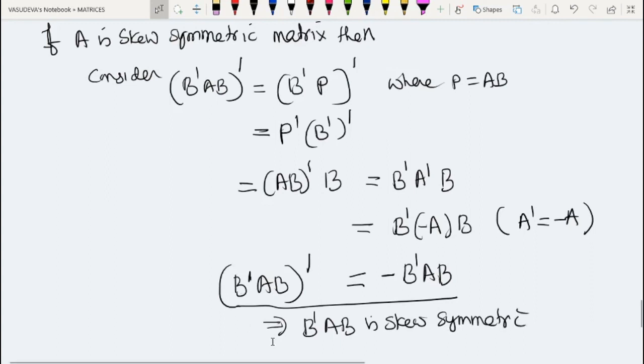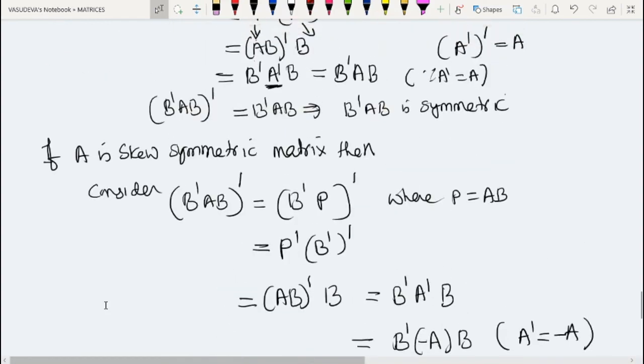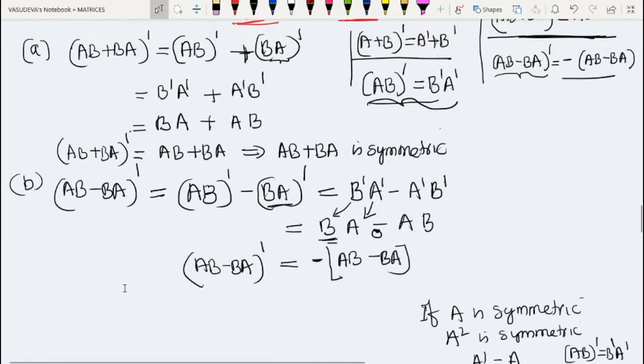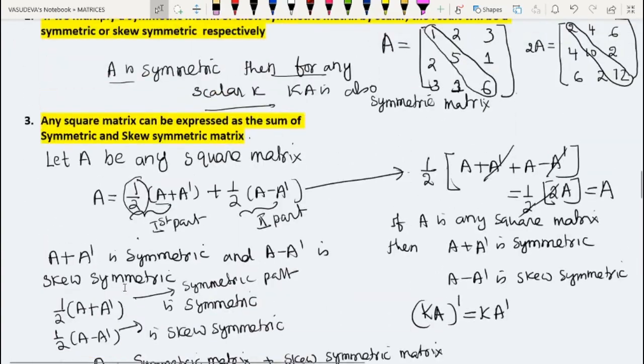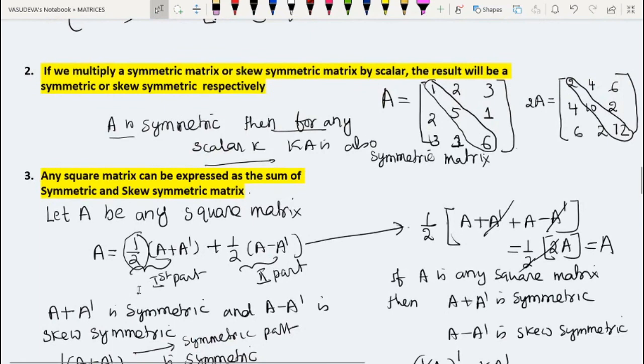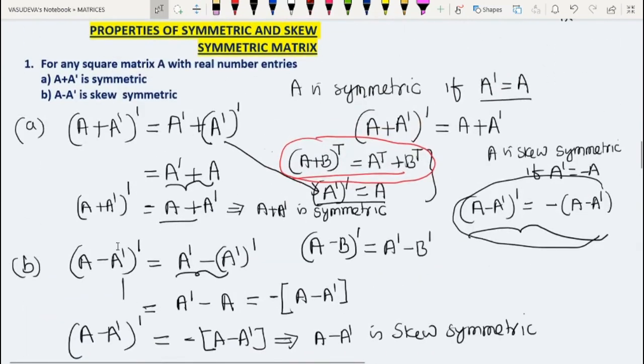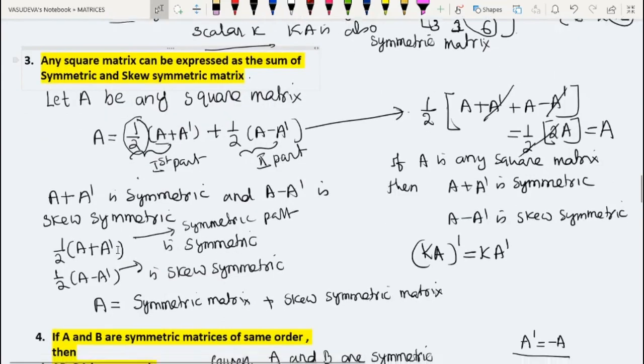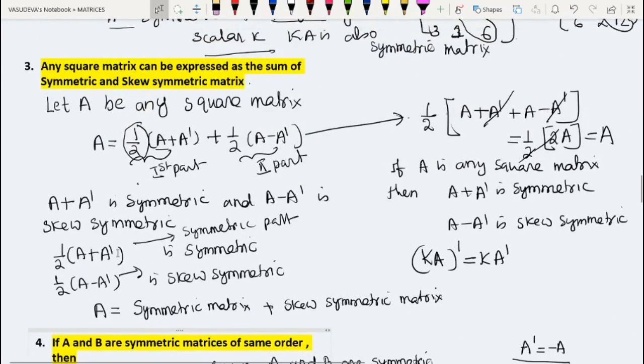So in this way we can revise that we proved all the properties of symmetric and skew symmetric matrices. So the important thing here: any square matrix can be expressed as the sum of a symmetric and a skew symmetric matrix. And for any square matrix with real number entries, A plus A' is symmetric, A minus A' is skew symmetric. So now let's consider certain problems regarding this property.